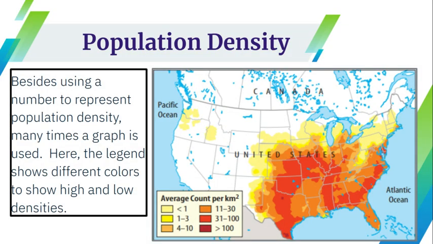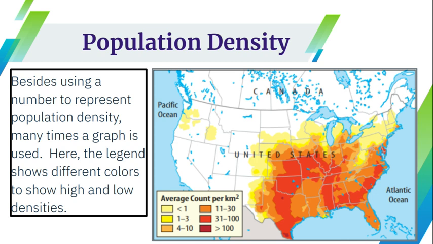Besides using a number to represent population density, sometimes a graph is used here as well. Here, the legend shows different colors to show high and low densities. As you can see from the legend on the bottom left hand corner of the chart, the map shows that the darker areas are the most dense. In other words, whatever this is measuring, that's where there's the greatest density per square mile of whatever organism this is. Now, this could be mosquitoes, birds, squirrels. It could be any number of organisms shown on the map.